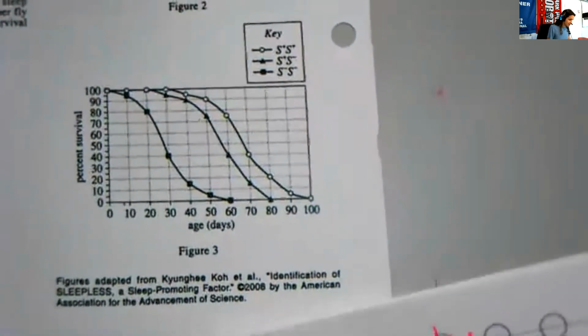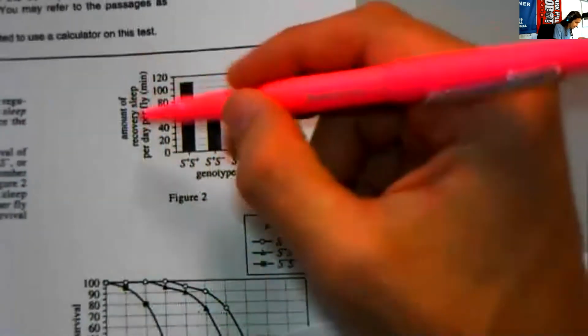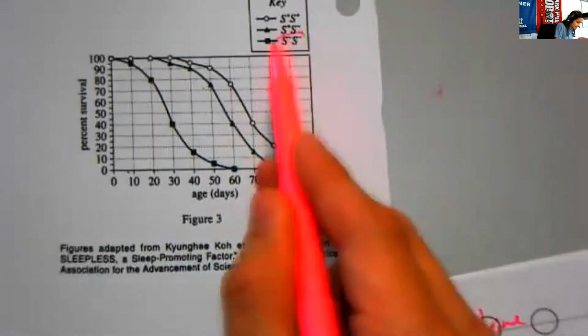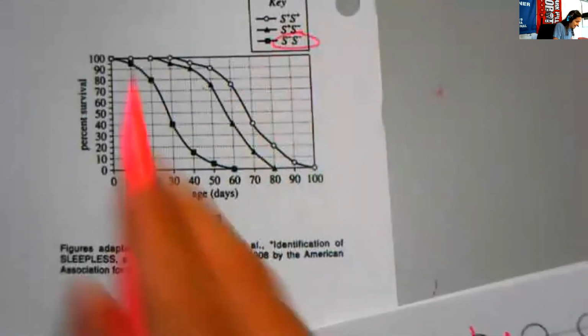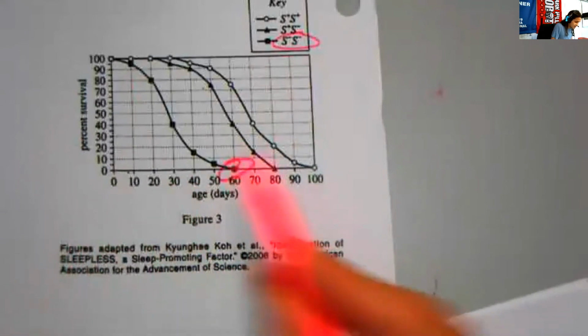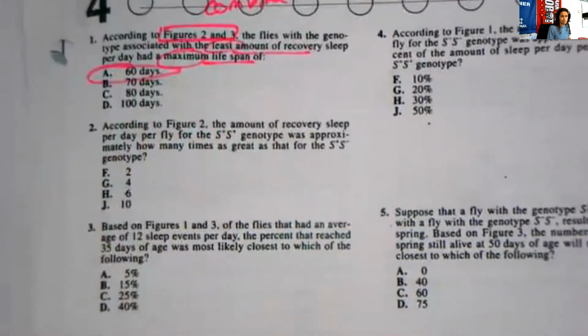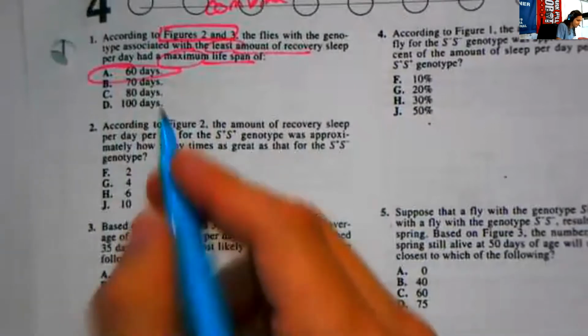Okay. Least amount of recovery sleep. Here's the least on minus minus. What was the maximum lifespan for the minus minuses? The maximum lifespan seems to be right about 60 days. Boom. Easy peasy.